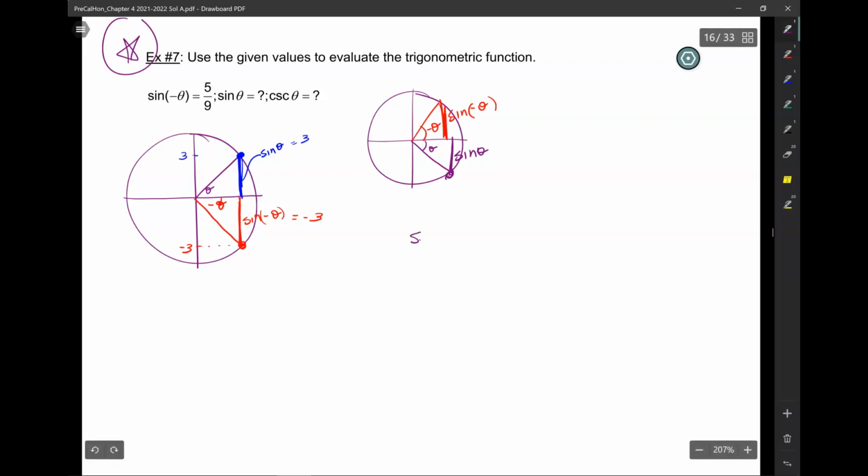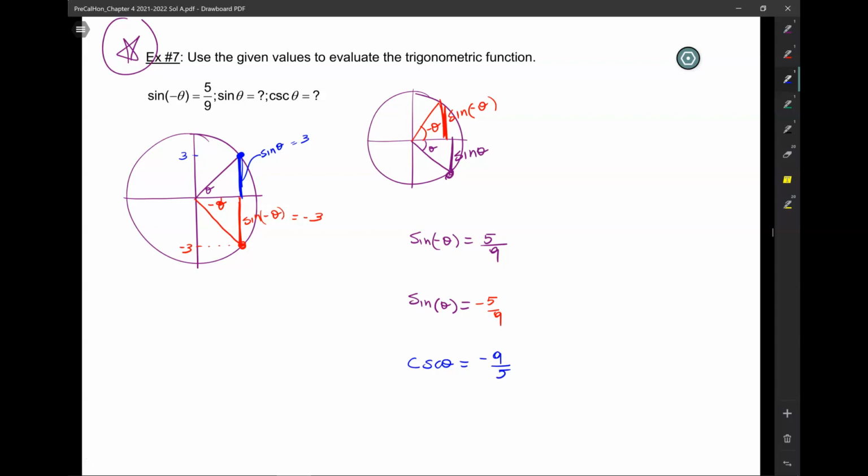So, take a look here. If sine of negative theta is 5/9, then what's sine of just theta? What would happen? Negative 5/9. And then what's cosecant of theta? Negative 9/5. Okay? All right.